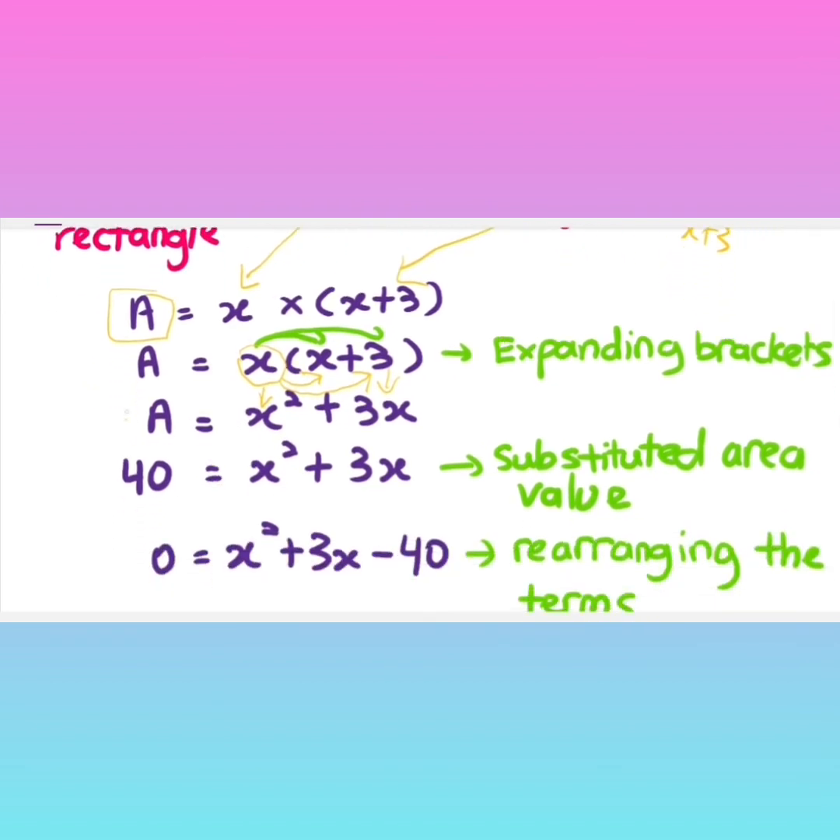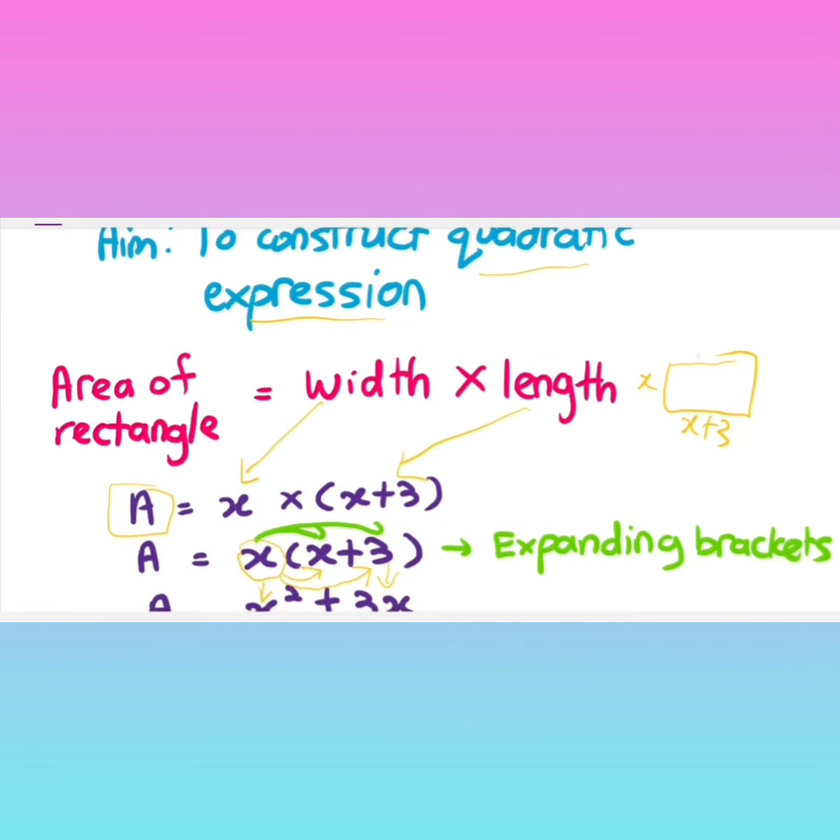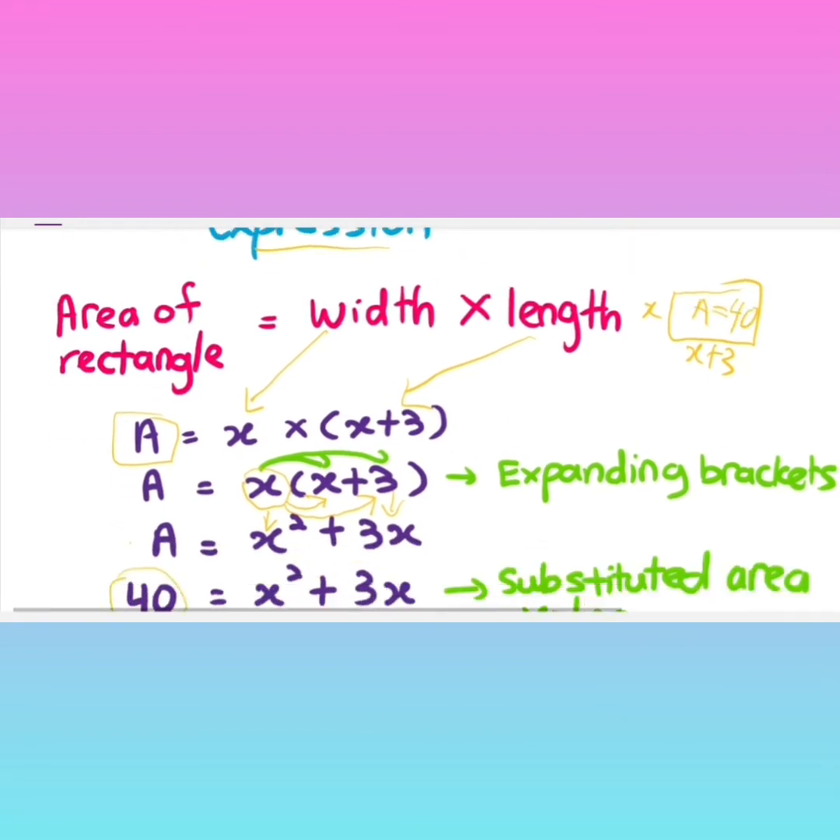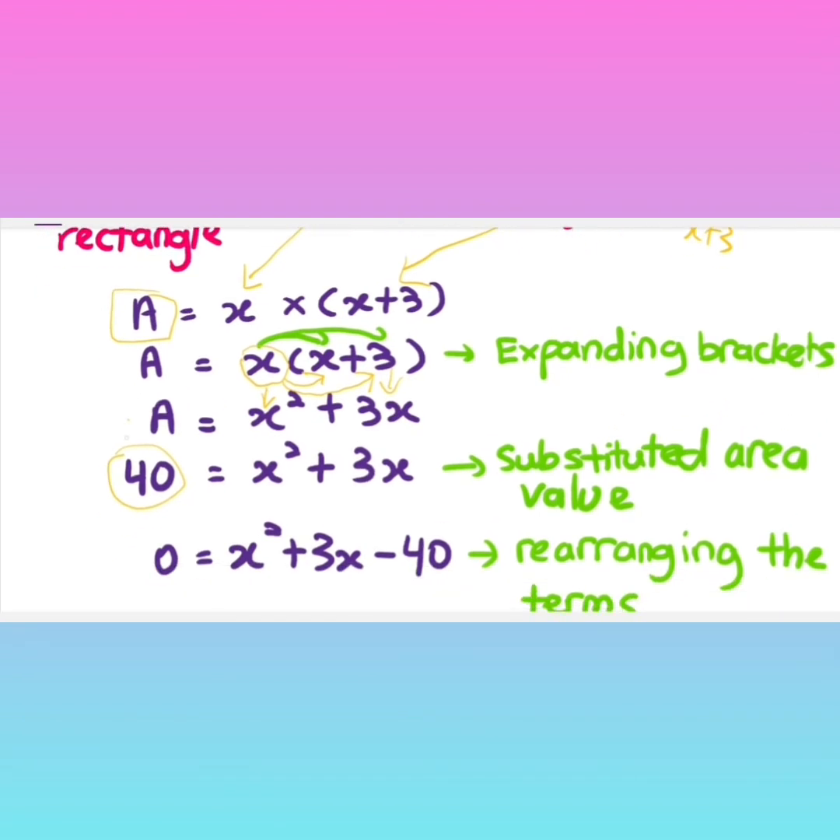So now what we're going to do is, we want to get the value of A. So we know that earlier they have mentioned to us that the area is actually equal to 40. Alright, so we have substituted 40 as the area value. So therefore I've written here, substituted the area value.